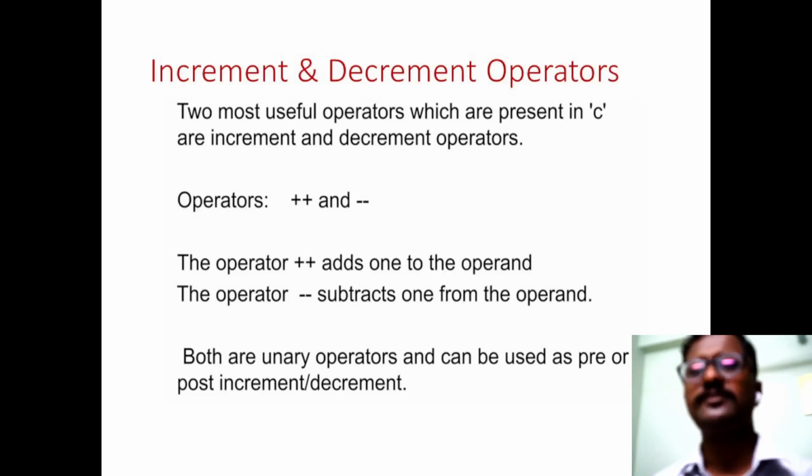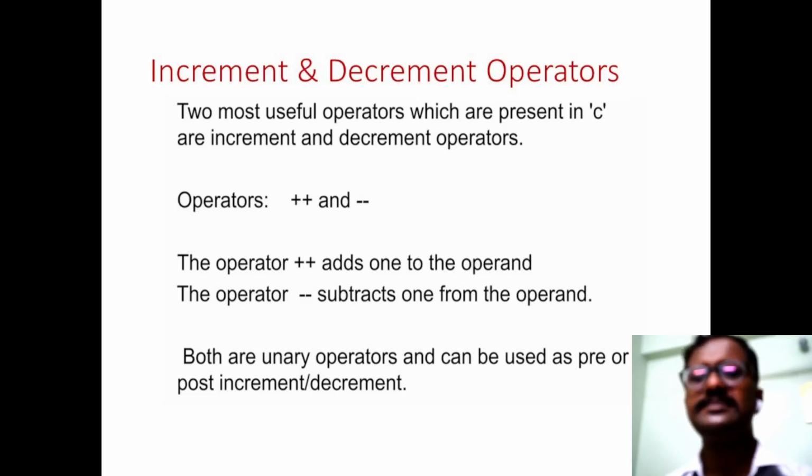Okay, we go on to the next slide. Increment and decrement operators. The two most useful operators present in C are the increment and decrement operators. The increment operator adds one to the operand and the decrement operator subtracts one from the operand. Both are unary operators. They can be used for pre and post increment or decrement.